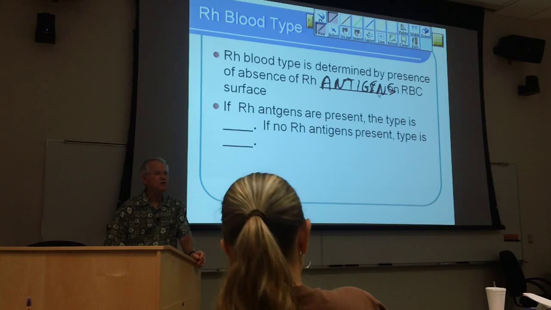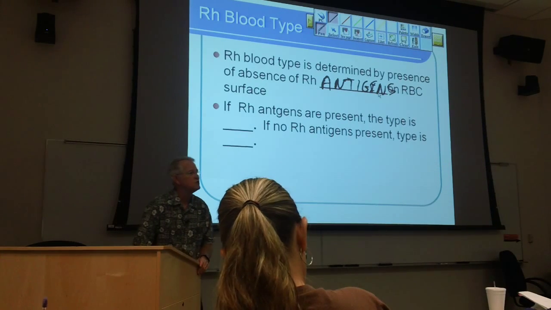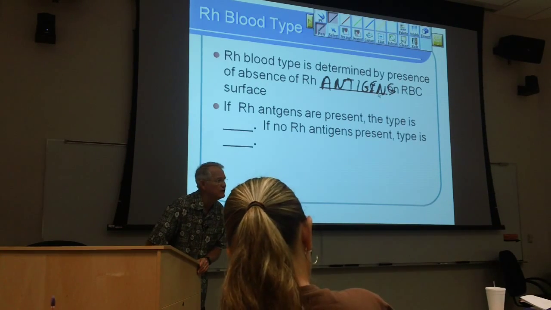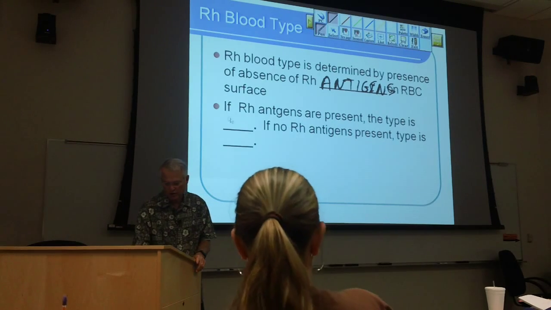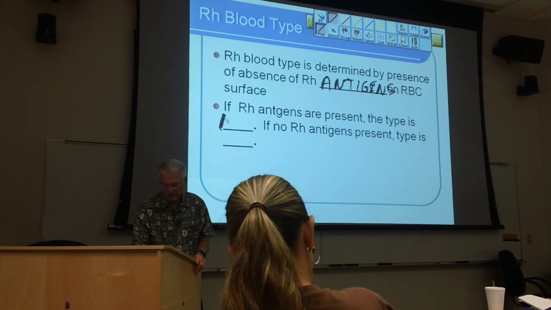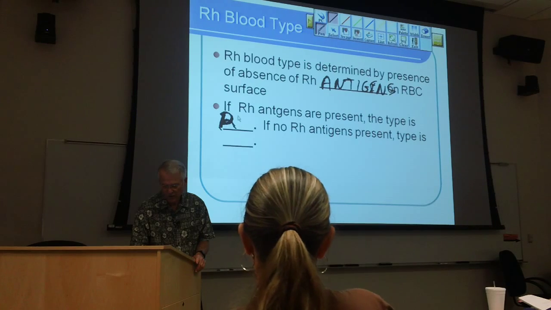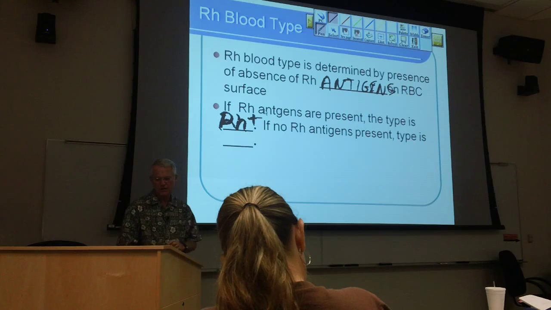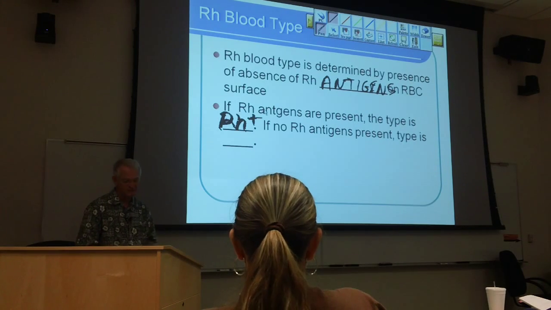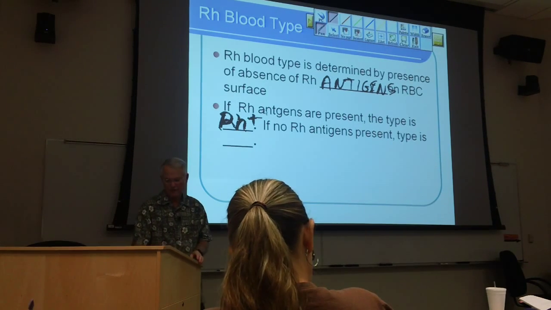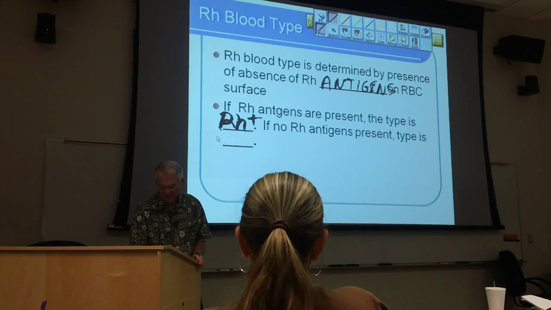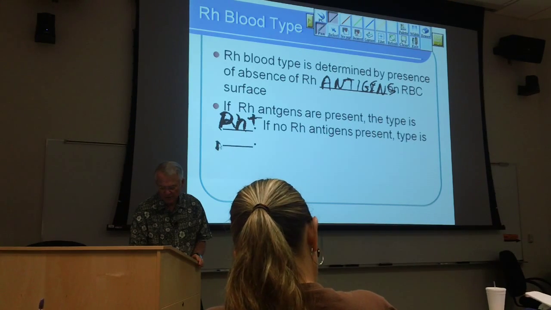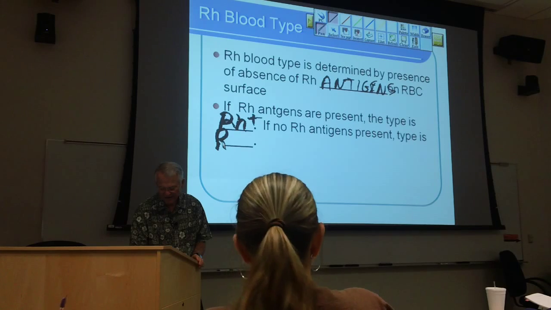And I think you know the answer to this. If the RH antigens are present on your red blood cells, you are a Democrat. No. Your type is described as being RH positive. No antigens are present. Republican, no. You're RH negative.